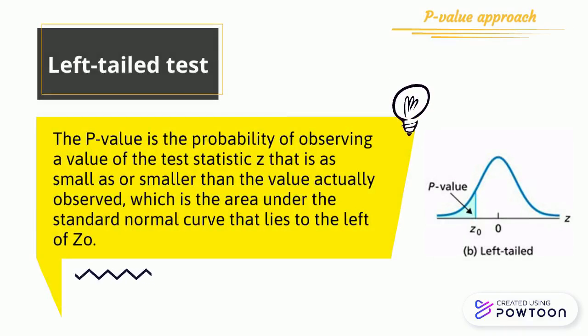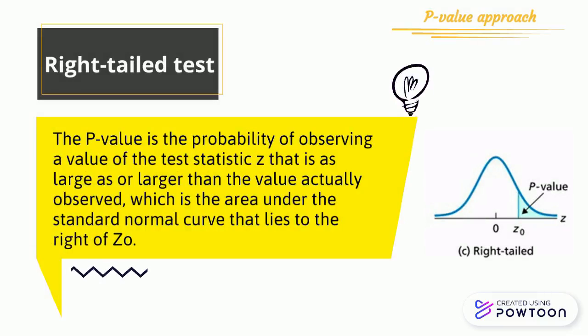For left-tailed tests, the p-value is the probability of observing the value of the test statistic z, which is the area under the standard normal curve that lies to the left of z0. For right-tailed tests, the p-value is the probability of observing a value of the test statistic z, which is the area under the standard normal curve that lies to the right of z0.